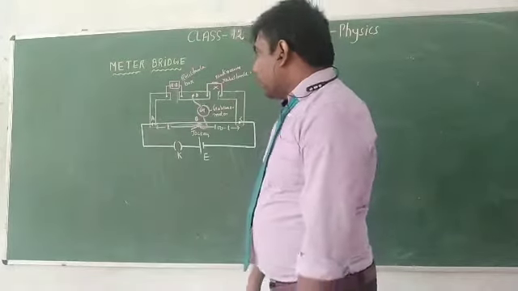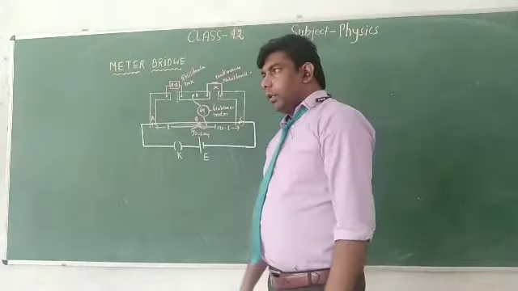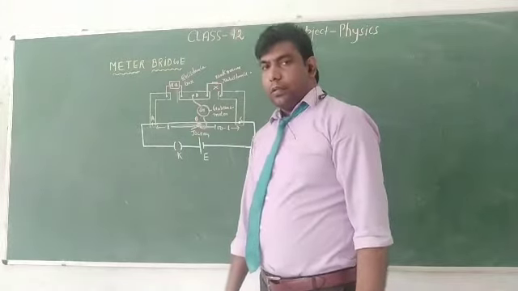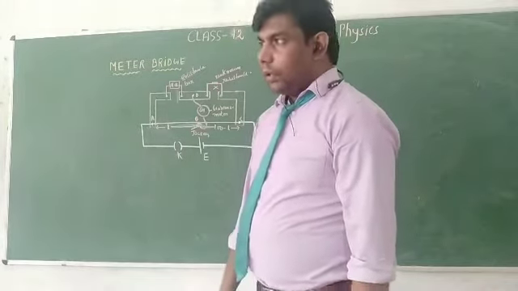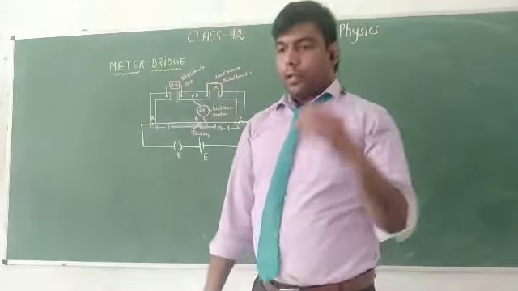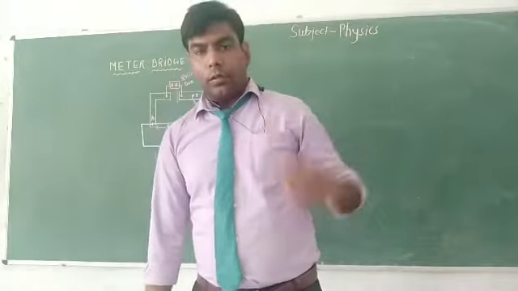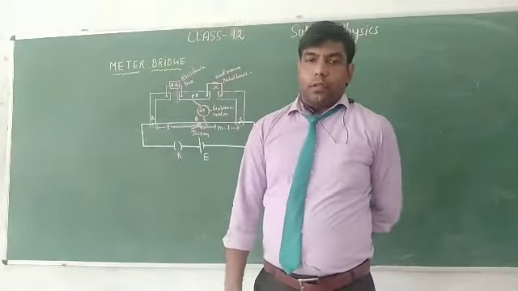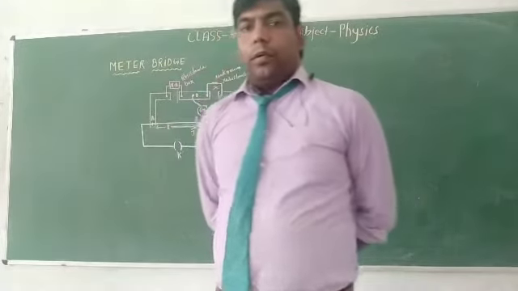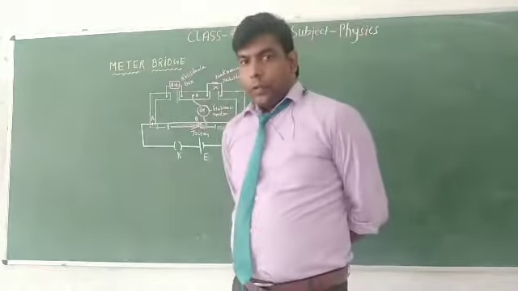So, in the last video, we discussed KVL, KCL and the Wheatstone bridge, right? In the Wheatstone bridge, we have seen there are 4 resistances, and in the balance condition, when no current is flowing, P by Q equals R by S.